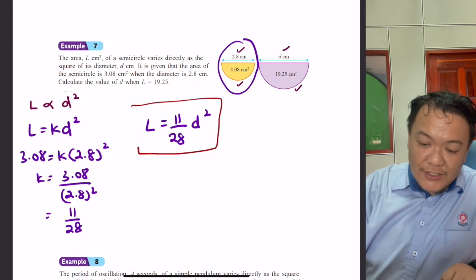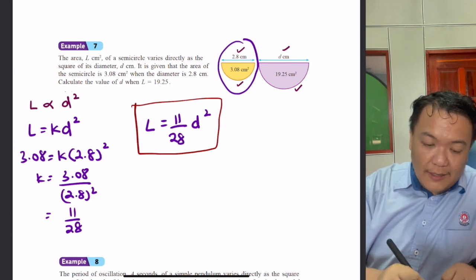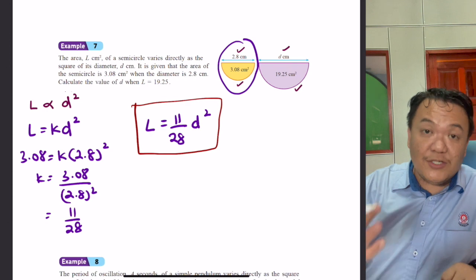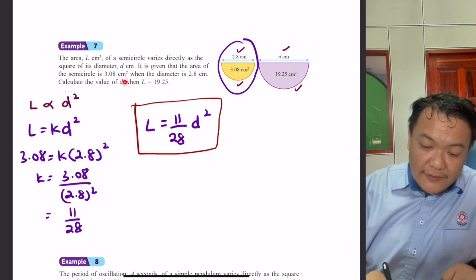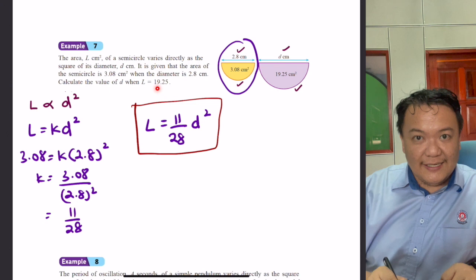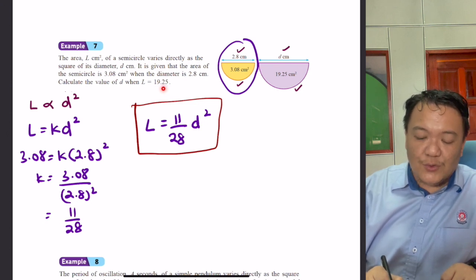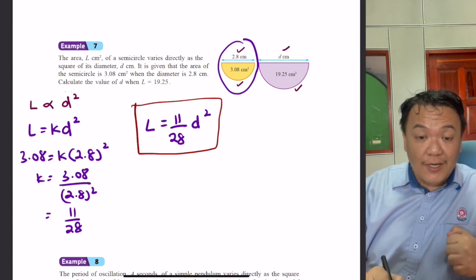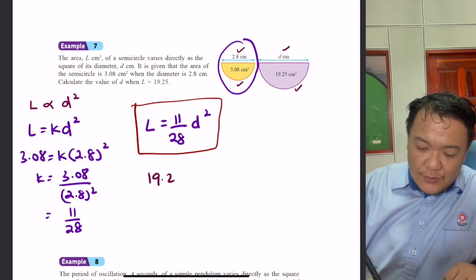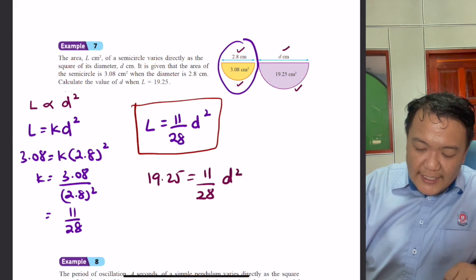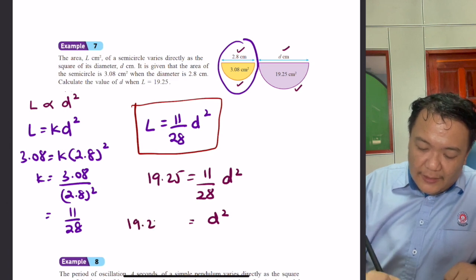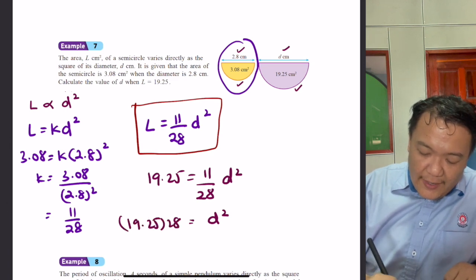Okay, so dah dapat general equation ni, barulah kita boleh cari the next question tu. Okay, so dia nak apa? Calculate the value of D, okay, when L is equals to 19.25. So just substitute that value into our equation. So L is 19.25 is equals to 11 over 28 D square. So nak cari D square. Okay, so kita ada 19.25 times 28 divide by 11.